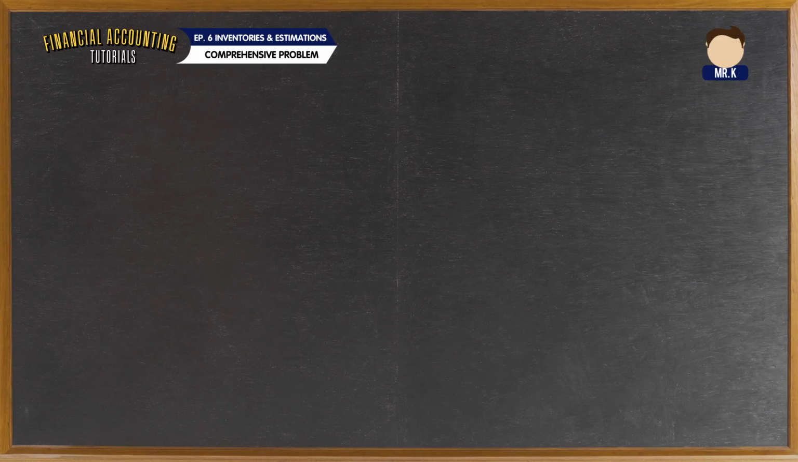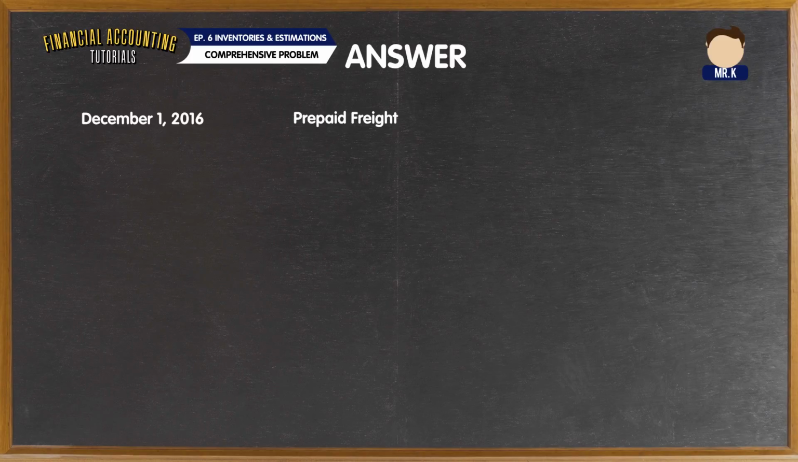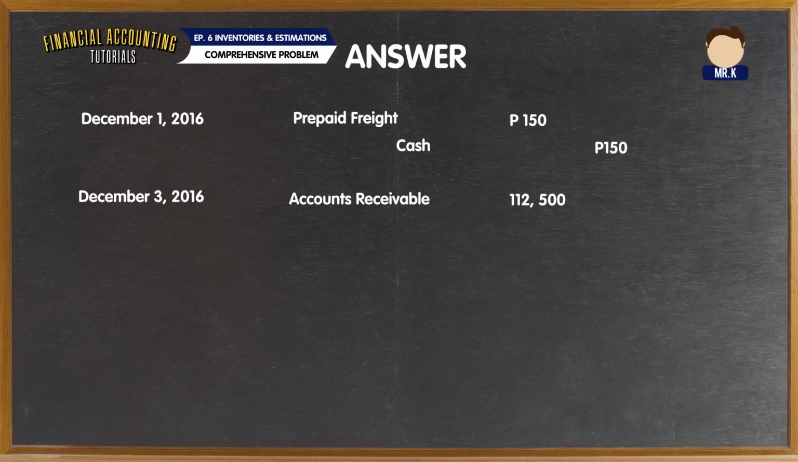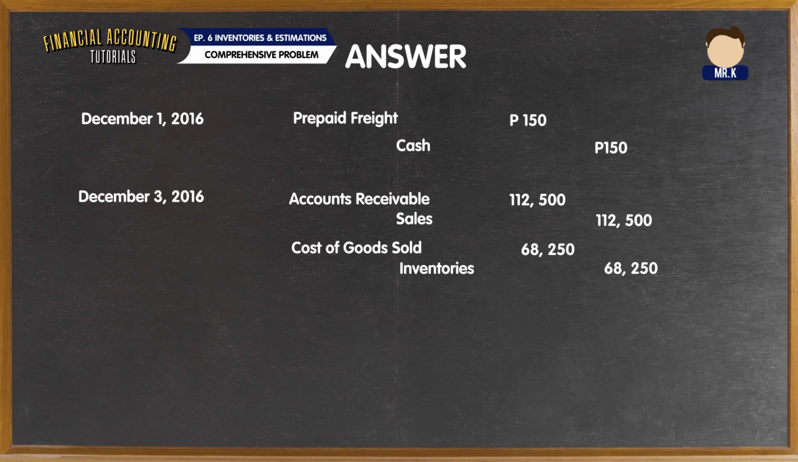For the first requirement, using the FIFO cost formula under perpetual inventory system, as of December 1, we debit prepaid freight 150 pesos and credit cash 150 pesos. On December 3, we debit accounts receivable and credit sales at 112,500 pesos. We also debit cost of goods sold and credit inventory at 68,250 pesos.